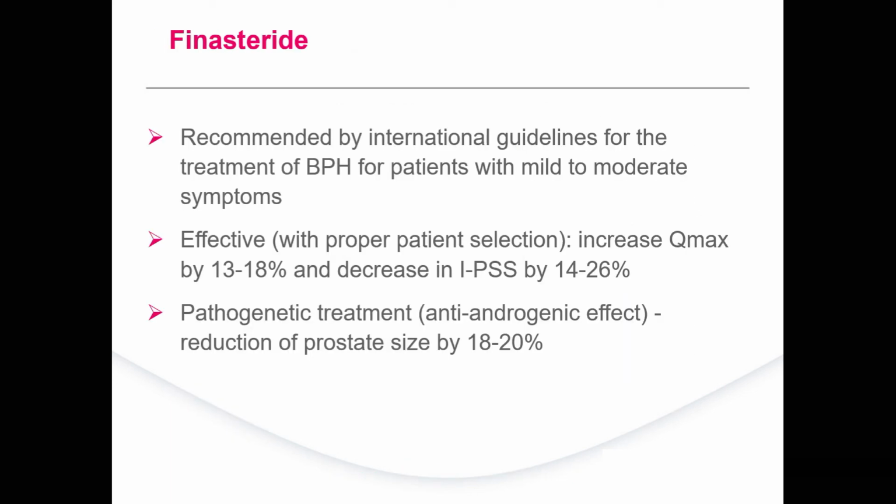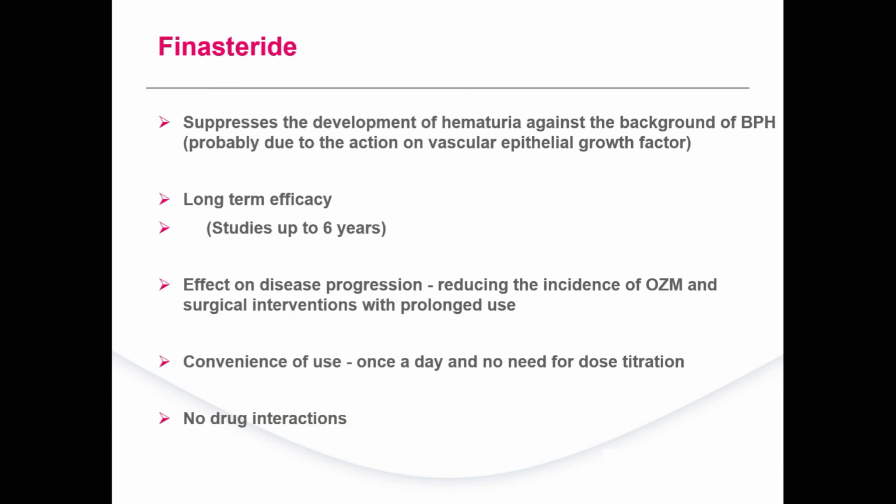Recommended by the international guidelines for the treatment of BPH for patients with mild to moderate symptoms. Effective with proper patient selection, increases Qmax by 18% and decreases the I-PSS scale by 26%. Pathogenetic treatment with an anti-androgenic effect and reduction of the prostate size by 20%. Suppresses the development of hematuria against the background of BPH, probably due to the action on the vascular endothelial growth factor. Long-term efficiency means it should be taken for a few years.